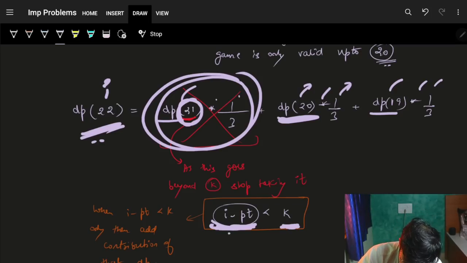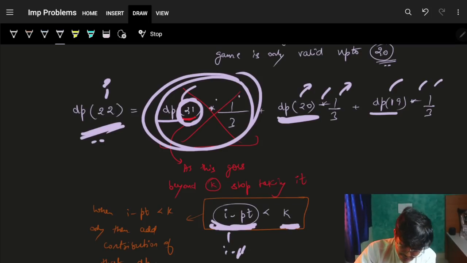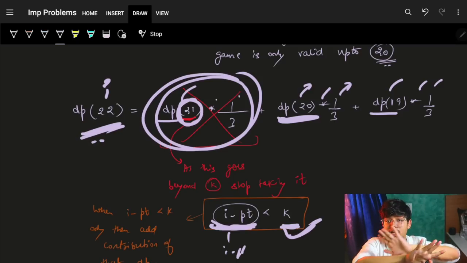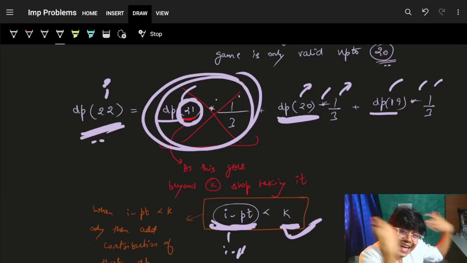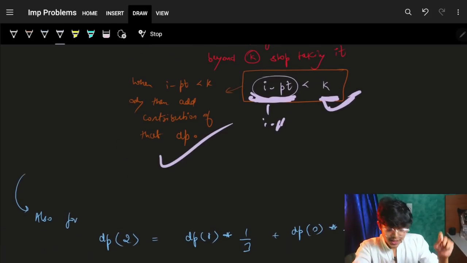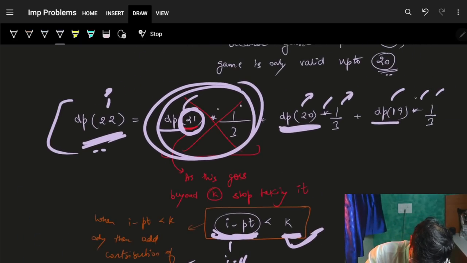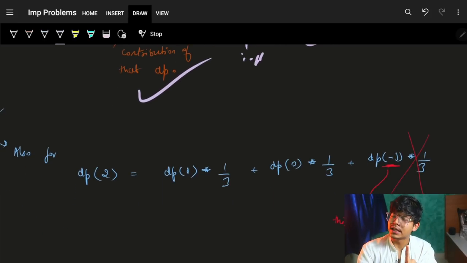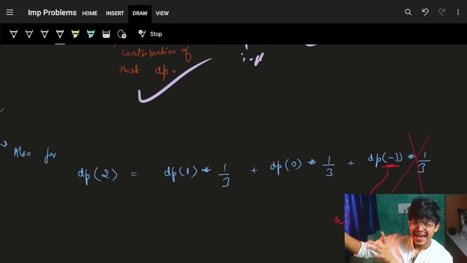You can use your dp of I minus pt to jump only when it is less than k, because if it is equal to or more than k, then for sure you cannot use that for a jump, because your game has already ended before. That is the reason you have to add this one if condition while having your dp statement. But is it the only thing? Okay, Aryan, you showed this part which is at the end part.